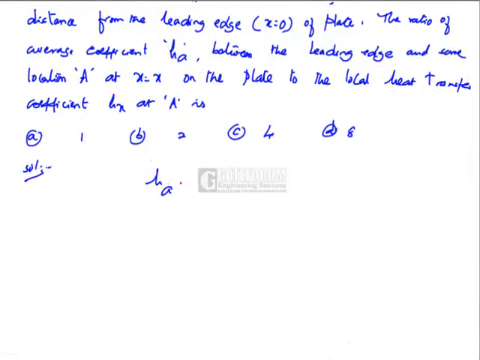We have already said the previous analysis. H average is integral 0 to L Hx dx divided by integral dx. This comes to twice of Hx. Answer is B.